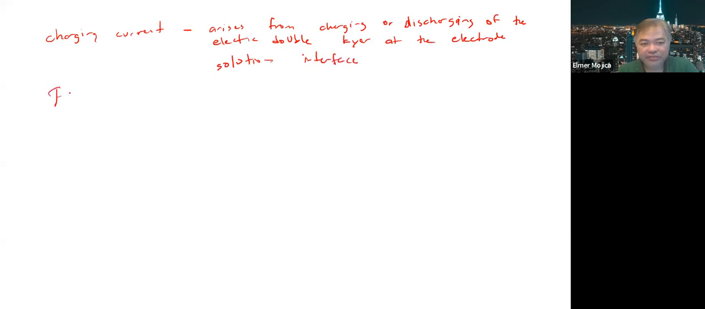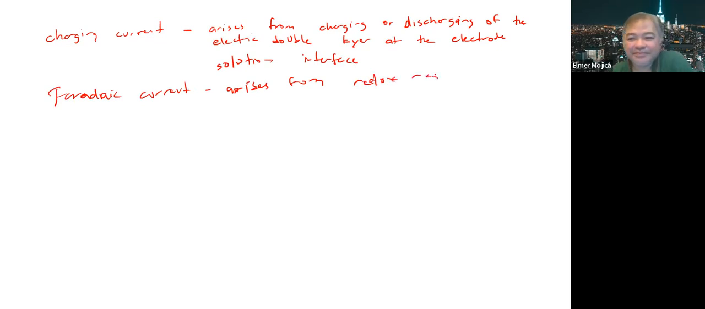Now, yung Faraday naman, it arises from what? Redox reaction. So, yun yung difference ng dalawa. Okay?